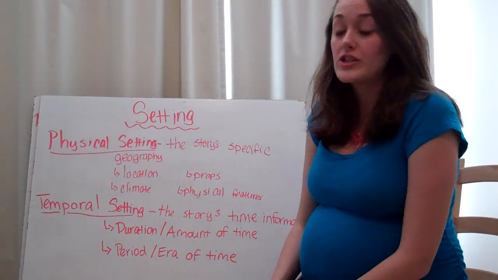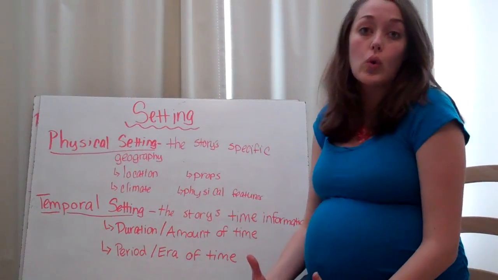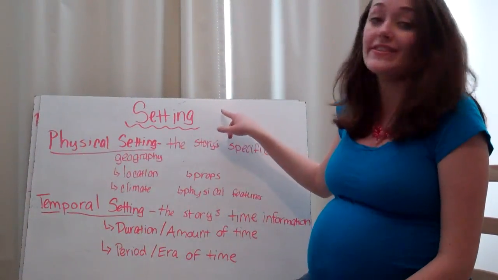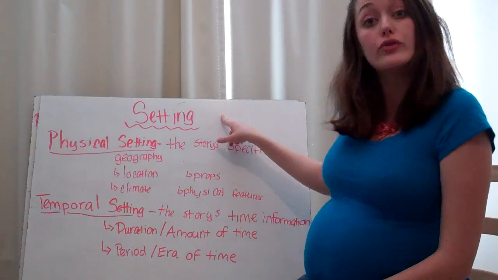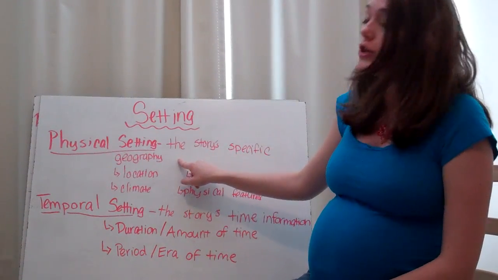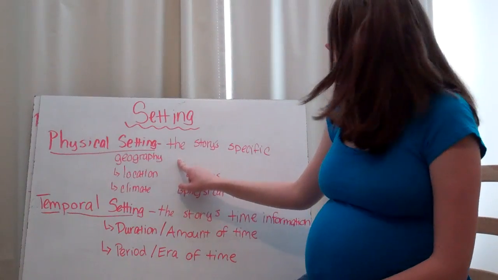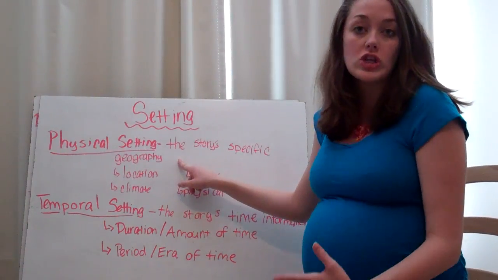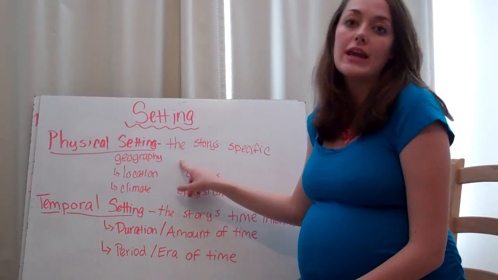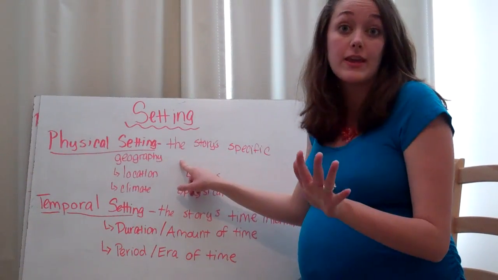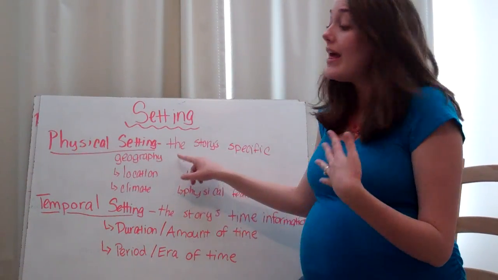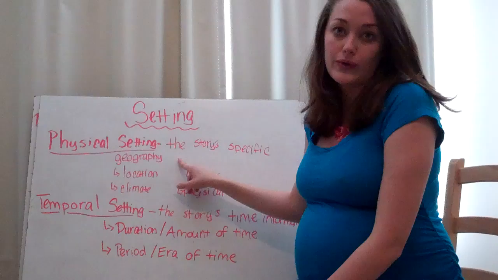One element of fiction is where the story is happening. That's referred to as the setting. When we have setting, we have two different types of setting. The first is the physical setting. This is the story's specific geography. Think back to the beginning of the year when you learned about the 5 themes of geography in social studies. This is what you're looking for with your physical setting.